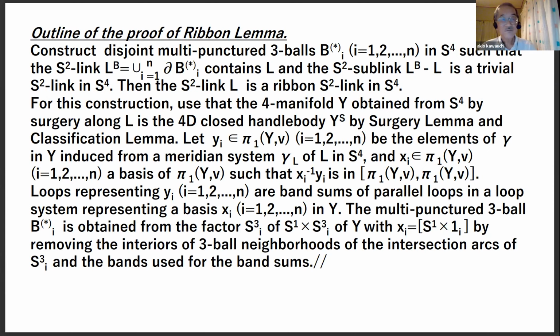The outline of the proof of the ribbon lemma is to construct disjoint multi-punctured three-balls B*_i in S4 such that the S2 link L_B is just a union of the boundary spheres of B*_i, contains L, and the sublink L_B minus L is a trivial S2 sublink in S4. Then, by definition, it is easy: the S2 link L is a ribbon S2 link in S4.